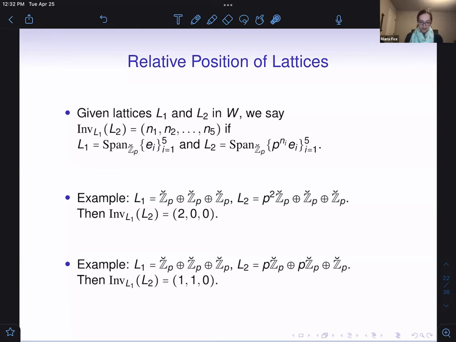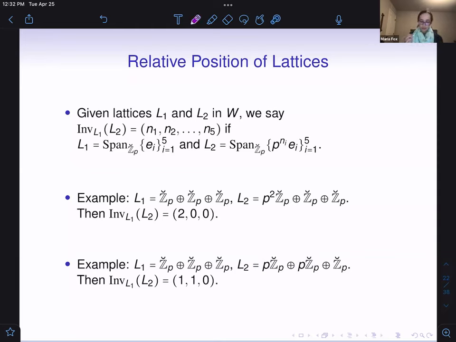So for example, I've moved from dimension 5 to dimension 3 for the moment. Here's one lattice, Z_p breve cubed, rank 3, and we can make a second lattice by scaling our first basis vector by p squared. Then the relative position of L2 with respect to L1 is given by 2, 0, 0, because we have 2 powers of the uniformizer. But we could have instead scaled the first and second basis vectors just by p. That will have relative position 1, 1, 0.